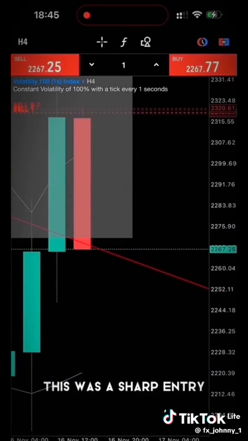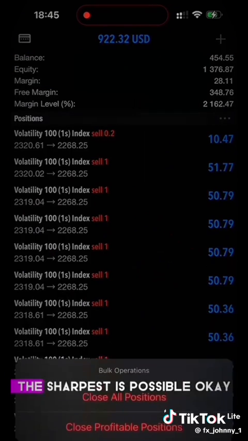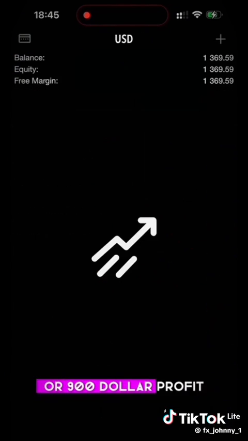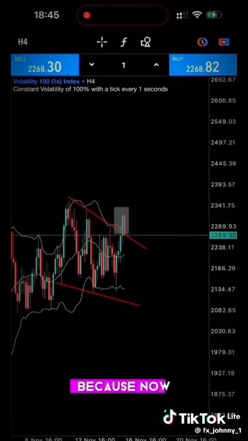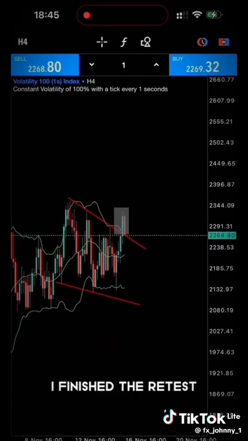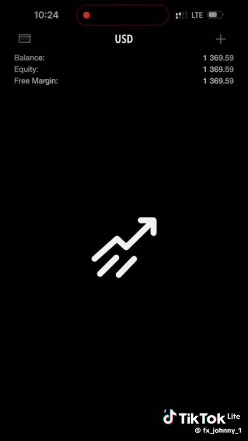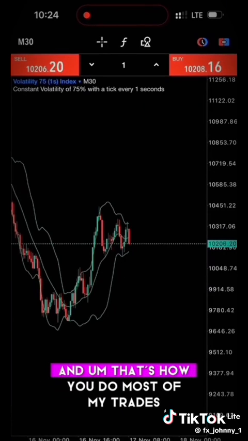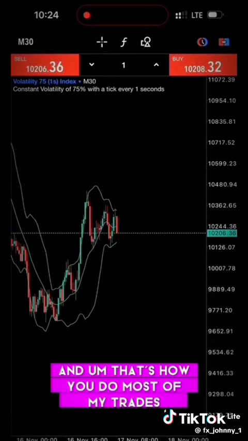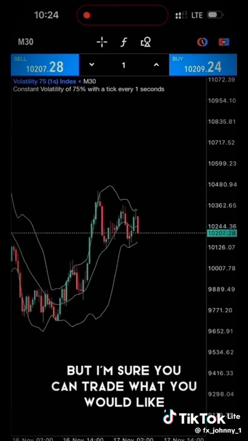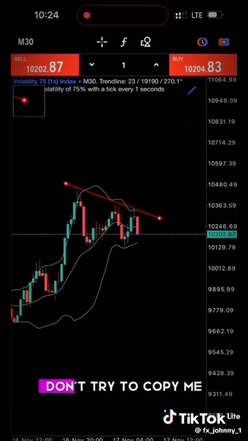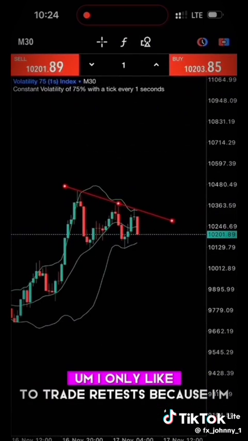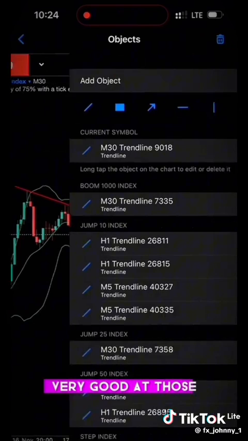So as you can see, this was a sharp entry, the sharpest possible, on $900 profit, and I will close the profit because now I have finished the retest which I was trading, and that's how we do most of my trades. They are only retests, but I'm sure you can trade what you would like. Don't try to copy me. I only like to trade retests because I'm very good at those.